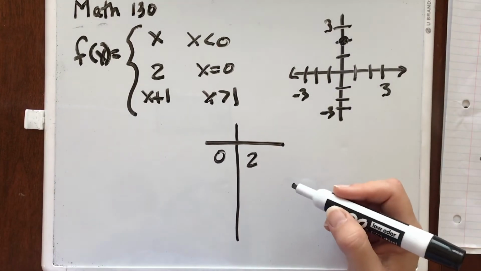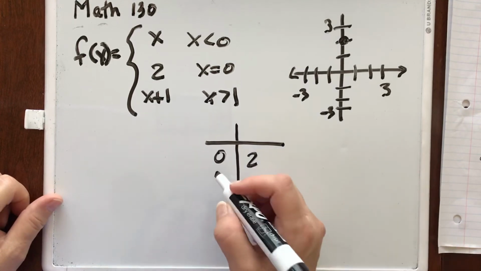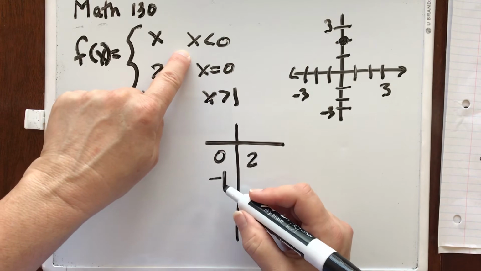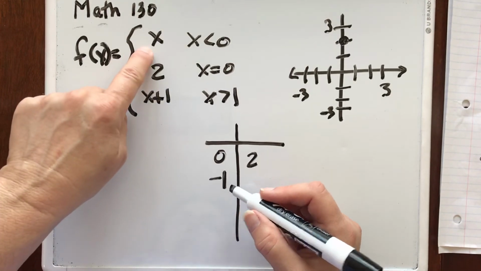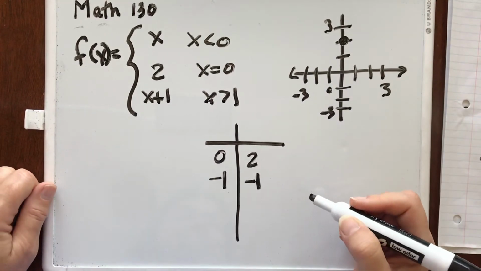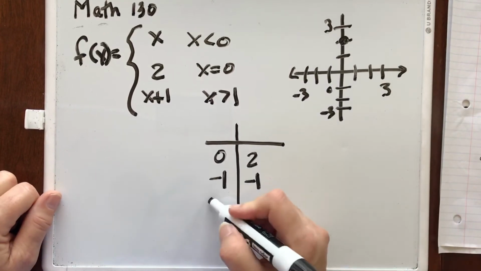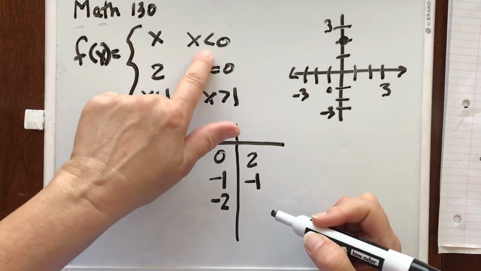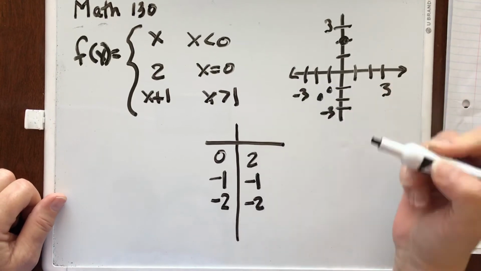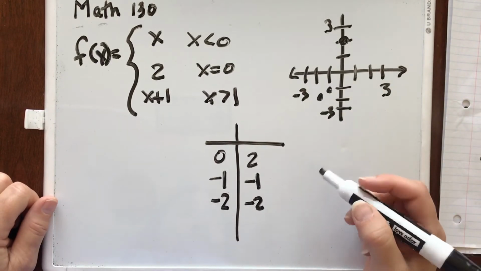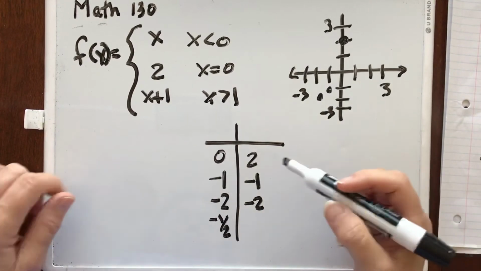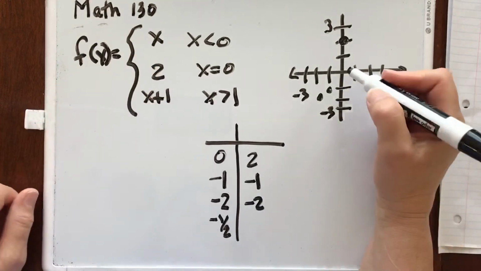Okay? All right, so let's look at some negative values. If x is less than 0, which it is, negative 1, then f of x is just x, negative 1. So negative 1 is going to go right here, okay? And then a negative 2. Negative 2 is less than 0, so we're going to write negative 2. Negative 2, negative 2. Okay. All right. Now how about negative 1/2? Negative 1/2. If I put negative 1/2, I'm still going to get negative 1/2, right?